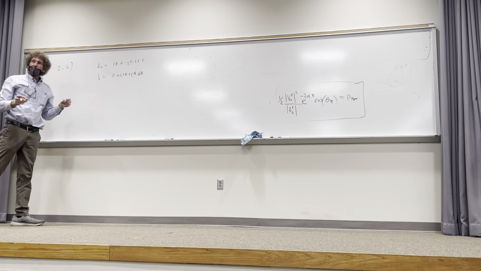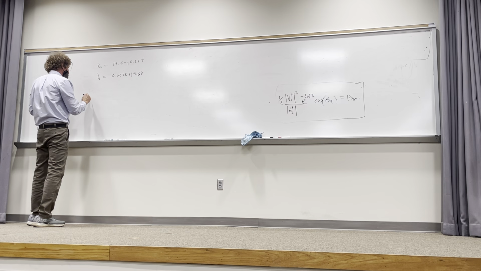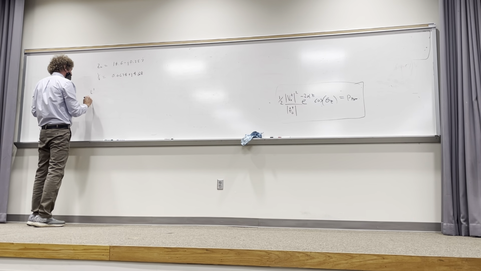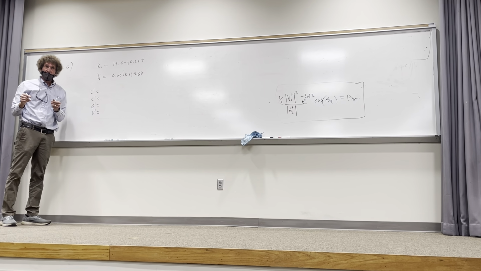Here's one thing I always recommend. Anytime the answer just doesn't jump off the board at you how to do this, what are they after? They're after L prime, C prime, G prime, and R prime, right? They're after the per meter parameters, correct?